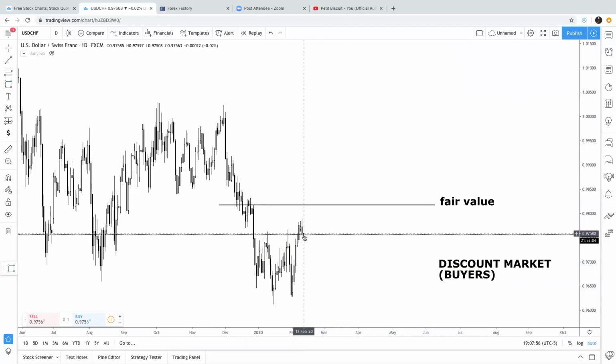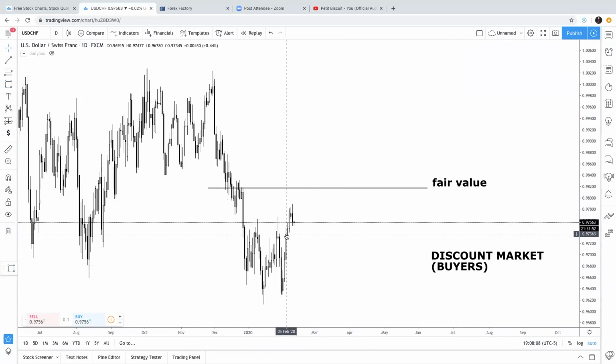Well, the market's currently right here. So should I be looking for any sell opportunities? No, not at the moment. If I'm identifying this as our high, this as our low, and this as the equilibrium, I should never be looking for sell opportunities. We're only looking for buys at the moment because we're sitting underneath that 50% of the equilibrium.